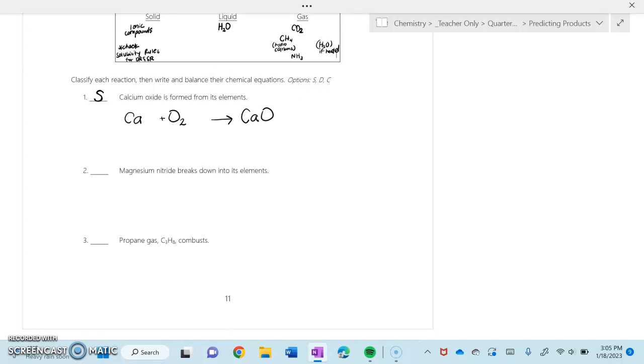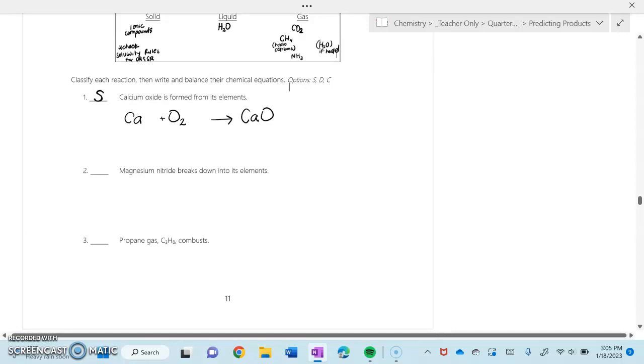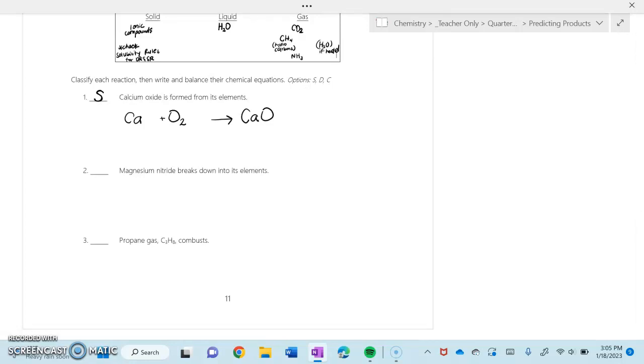Okay, so there's our equation. Now we need to write the states of matter. So calcium falls in that all others category, so this is a solid. Oxygen we listed with the gases, and calcium oxide is a compound, an ionic compound, so it would be a solid as well. So there's our equation.